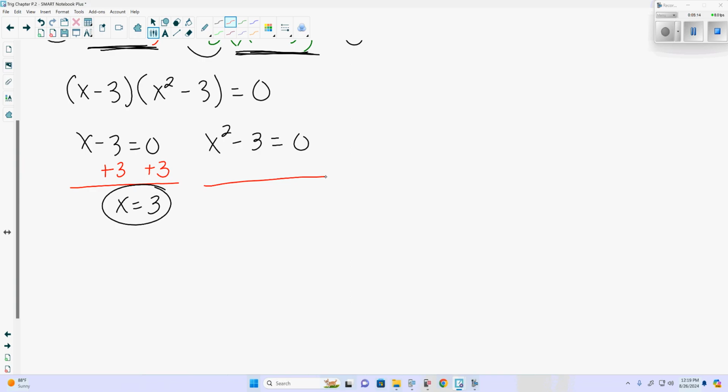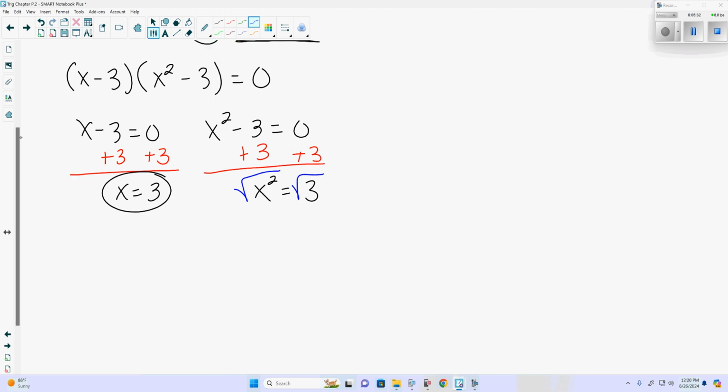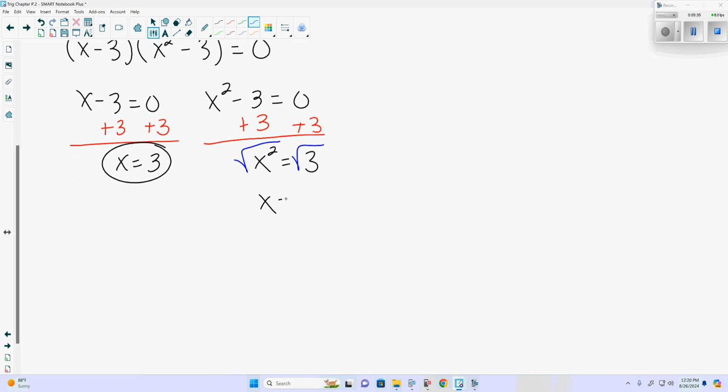Now the other one, x squared minus 3, there is no middle term. So the first thing we can do is add 3 to both sides, telling us x squared is equal to 3. And then we would square root both sides, because our square root of x squared is going to become x. The square root of 3 doesn't simplify, so we have x is equal to plus or minus the square root of 3. Questions on this here?